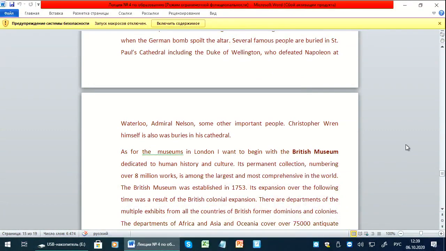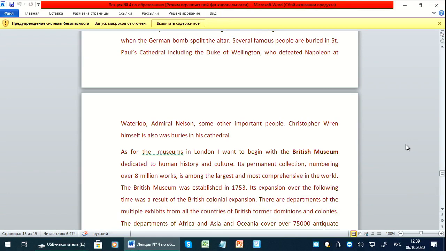As for the museums in London, I want to begin with the British Museum, dedicated to human history and culture. Its permanent collection, numbering over 8 million works, is among the largest and most comprehensive in the world. The British Museum was established in 1753. Its expansion over the following time was a result of British colonial expansion.